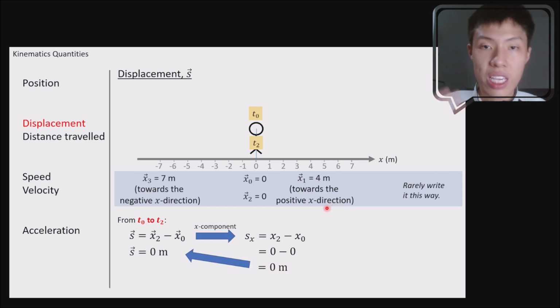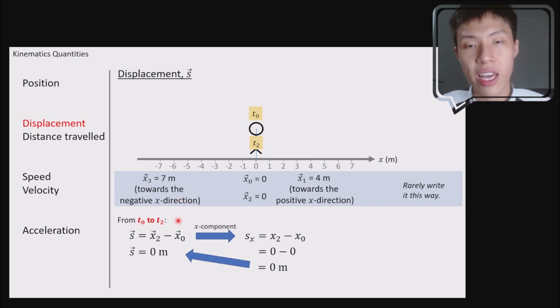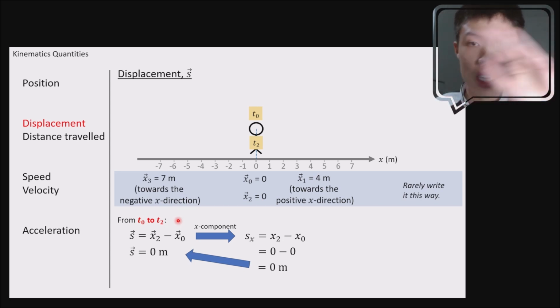Okay, so what does it mean? Even though the object does experience some movement, as you remember, it moved towards x equals 4, then made a U-turn and turned back by t2, right? Even though it does experience some kind of motion, if it ends up at the same place where it starts, then the displacement will be equal to 0. Because again, we don't care how he or she gets from t0 to t2. What happens between t0 and t2, we don't care. We only need to care at t0, where is he or she, at t2, where is he or she. We don't care about the in-between.